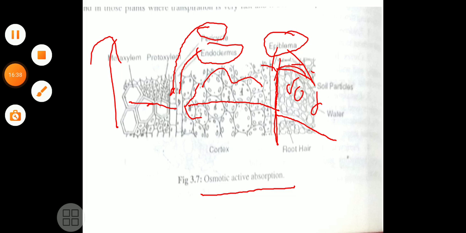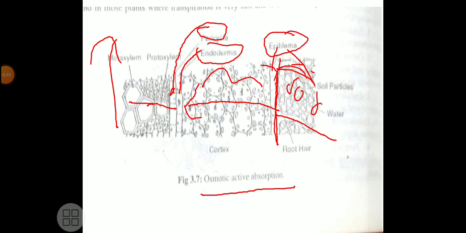Again, you have to remember the exact pathway of water absorption, and only then is it possible for you to understand exactly how the absorption of water takes place. As I have already said, during this process the osmotic potential, the concentration of the solution, is higher in the roots. So the same things happen successively.